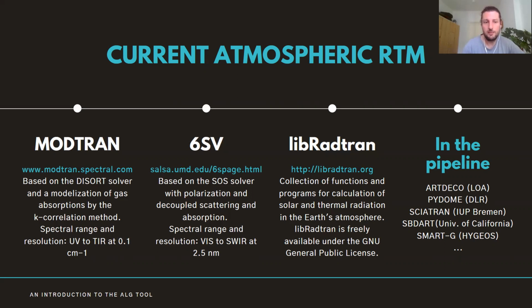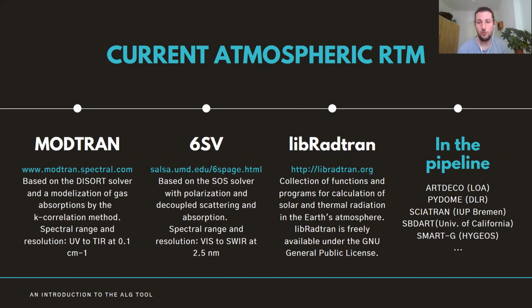Then we also have the 6SV code from Vermote. It's based on a different solver for the radiative transfer equation, the successive orders of scattering. This solver also allows modeling the polarization of the signal, but it has some drawbacks. It has a decoupling of the scattering and absorption, so it simplifies the interaction between the two. It also covers a much smaller spectral range, only between the visible and SWIR, at a lower spectral resolution of 2.5 nanometers. So it's meant mostly for broadband instruments like ALG, SLSTR, Landsat, and so on.